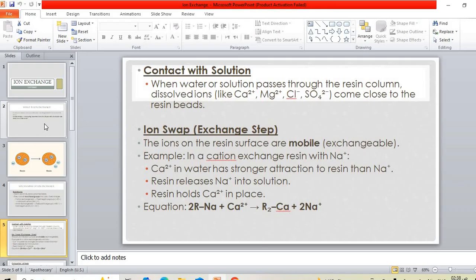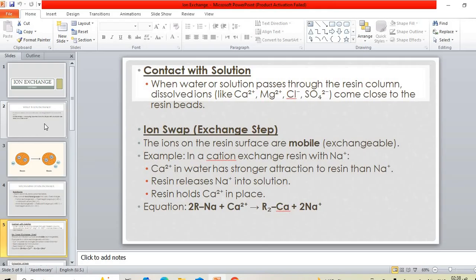So for the contact with the solution, the resin is most likely put in a container or in a column, and the contaminated water, which has undesired ions, passes through the resin, so the ion exchange process happens. This takes us to the next step, the ion swap, which is the most important step in the mechanism.